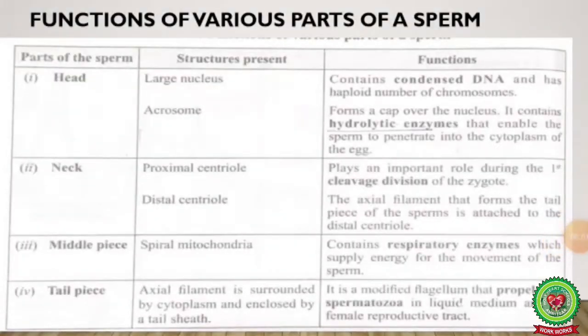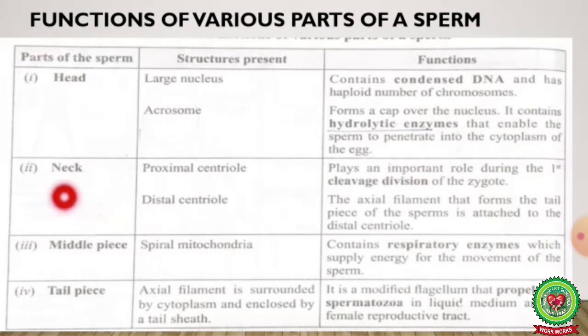Moving on to the next topic, functions of various parts of a sperm. Sperm consists of head part, neck part, middle piece and tail piece that we have discussed. Structures present, they perform specific functions. Now, a large nucleus present in the head part contains condensed DNA and has a haploid number of chromosomes. Acrosome forms a cap over the nucleus. It contains hydrolytic enzymes that enable the sperm to penetrate into the cytoplasm of the egg during fertilization.